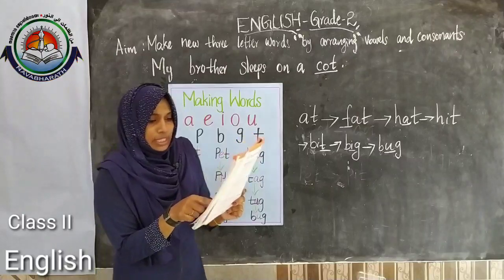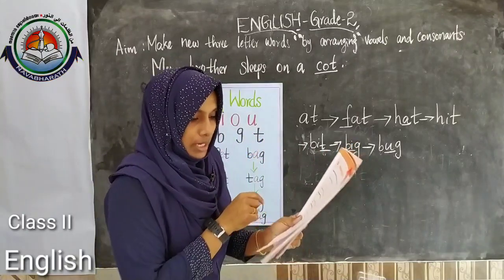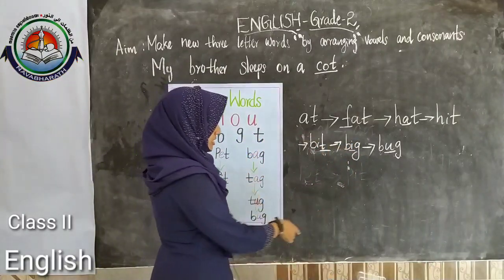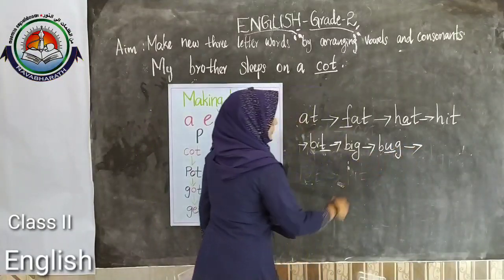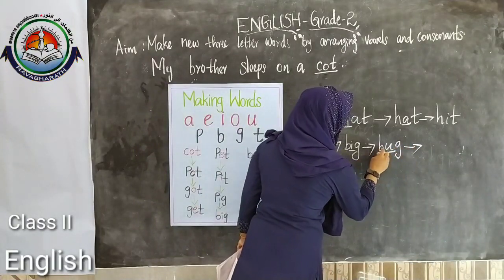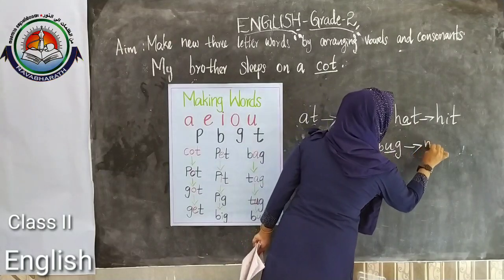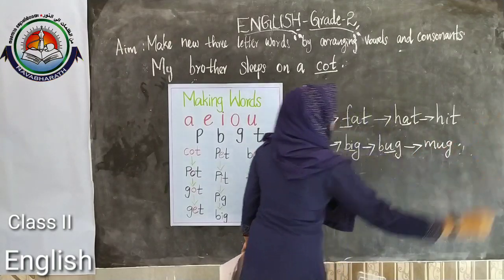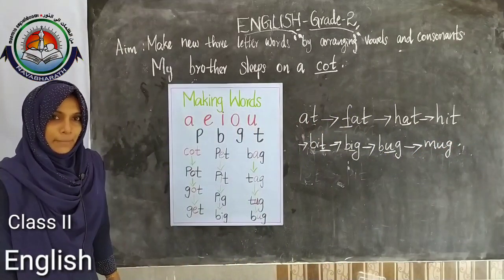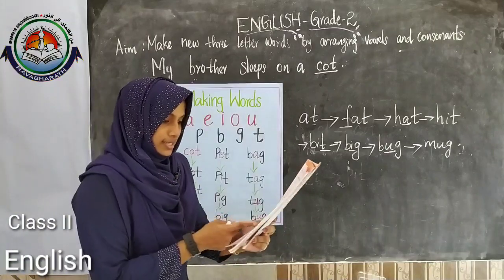Then, "My mother poured the milk in my dash." Change the first letter. In this one, we need to change this D. It will become a new word. It is mug. So, I think it is clear to you.